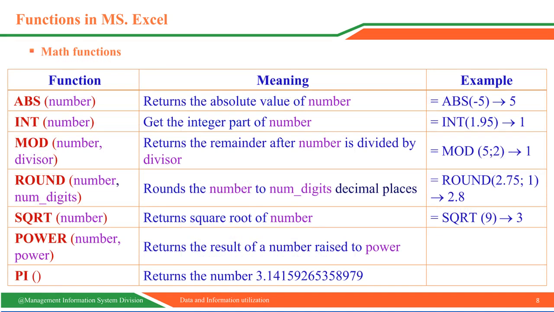ABS returns the absolute value of a number. Example: ABS -5 returns 5. INT returns the integer part of a number. Example: INT 1.95 returns 1. MOD returns the remainder after a number is divided by a divisor. Example: MOD 5, 2 returns 1. ROUND rounds a number to a specified number of decimal places.